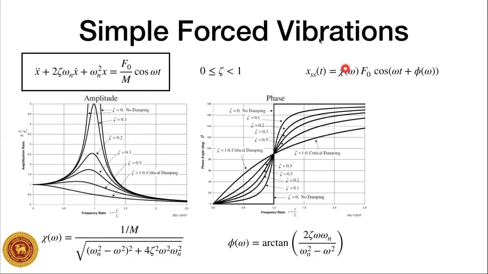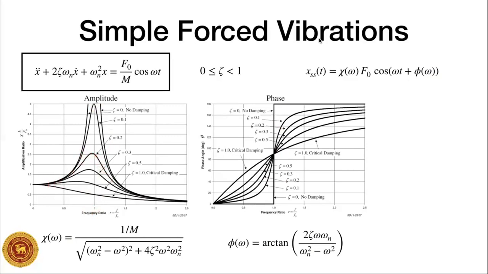The magnitude of the amplitude magnification depends on the frequency, and that frequency behavior is given by this expression over here, and if you plot it, it is given by that. The phase shift also depends on the frequency, and if you plot it, it is given by this for various damping ratios. And so what you notice is there is a particular frequency at which the amplitude of vibrations becomes very large.